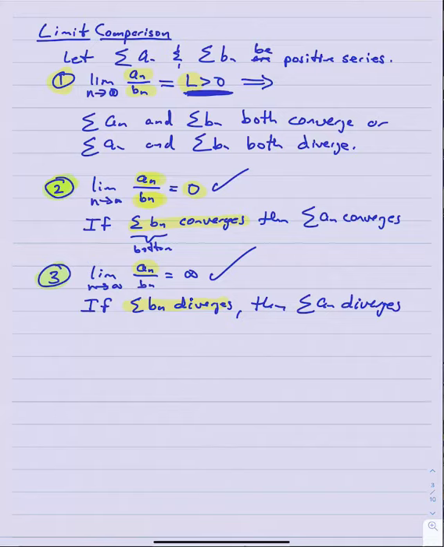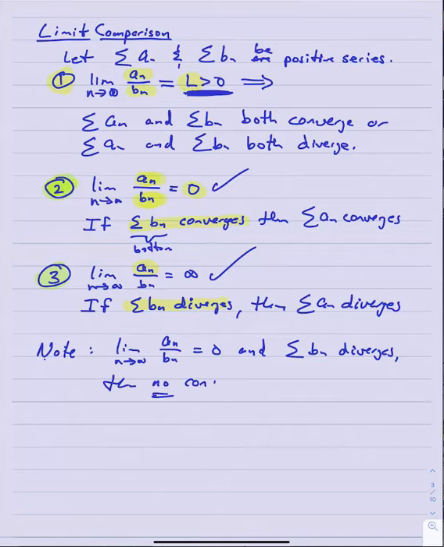Okay, an important note here. If the limit as n goes to infinity of a n over b n equals 0, and the series of the b sub n's diverges, then you should notice that no conclusion may be made about the convergence of the a sub n series.